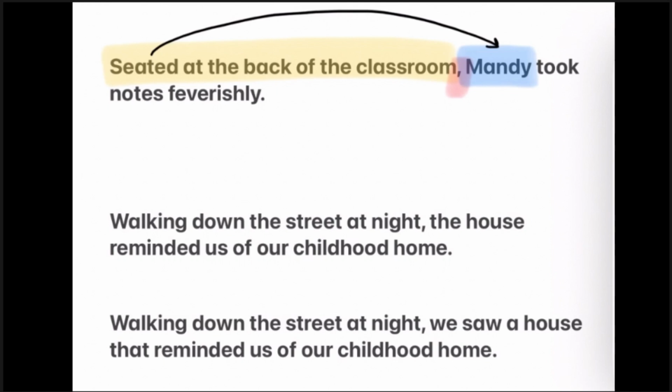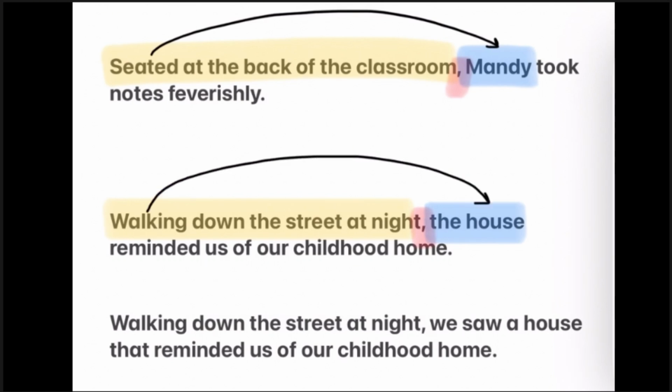In the next example, we see that the phrase is walking down the street at night, and then it's followed by the comma and the house. And it doesn't make any sense for the house to be walking down the street at night, so this is an incorrect construction. Instead, this should be phrased, walking down the street at night, comma, we saw a house. In this case, we are the ones that are walking down the street at night.